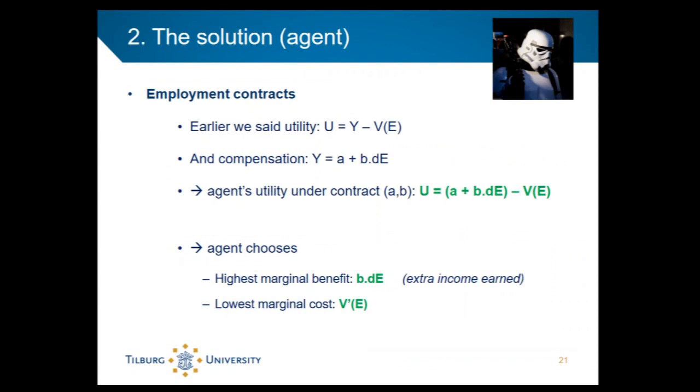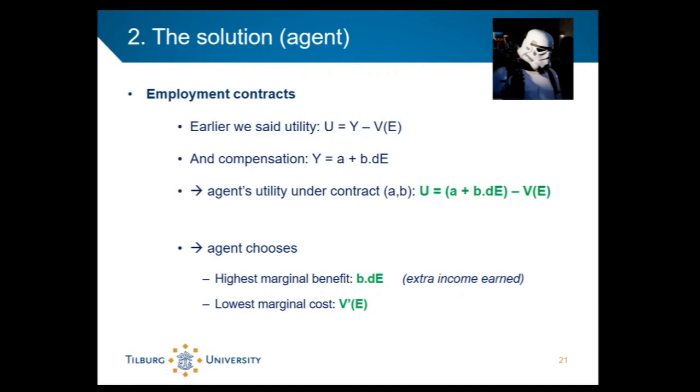Okay. And here we get a bit more mathematical, but as you will see, still easy peasy. Earlier we said that agent's utility, or U, equals compensation, so Y, minus the efforts he or she has exerted. And now we have learned that compensation, so this Y, equals base pay plus variable pay. If we put those together, we can calculate agent's utility. So utility refers to the sum of base pay plus variable pay minus the efforts he or she has exerted.